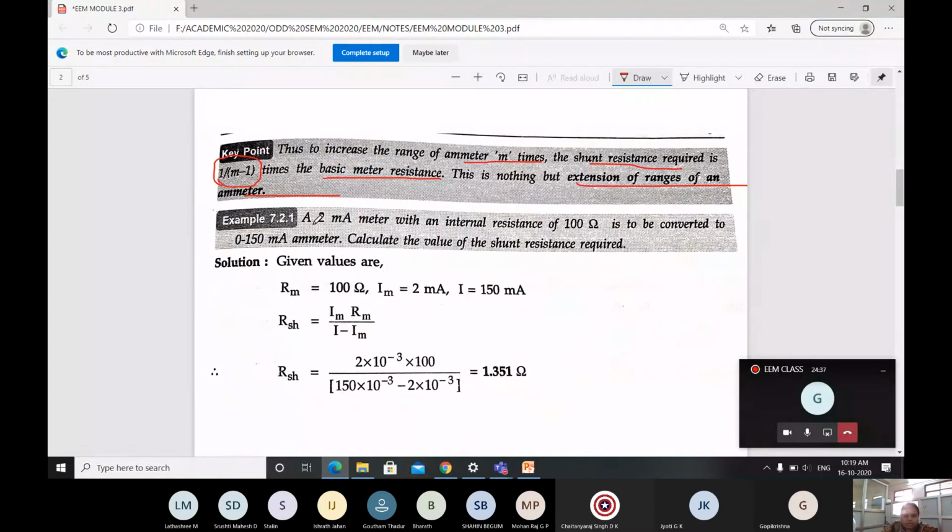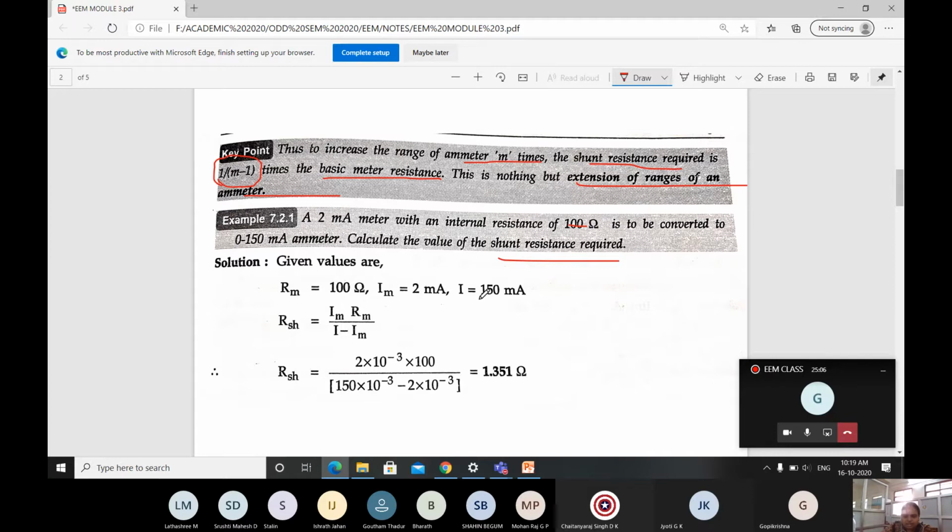Just go through this. A 2 milliamps meter with an internal resistance of 100 ohms is to be converted to a 0 to 150 milliamps ammeter. Calculate the value of the shunt resistance required. What are the given factors for us? Rm is given as 100 ohms. Then Im is given as 2 milliamps. Then the current: what is the highest range? You have to take that.